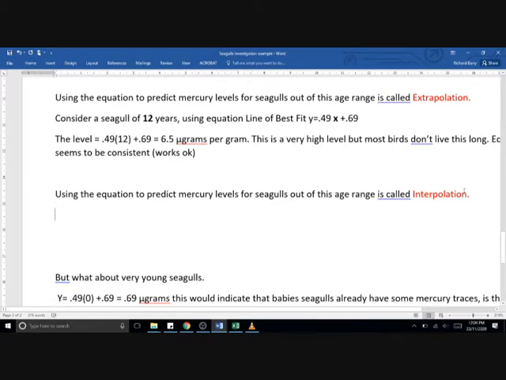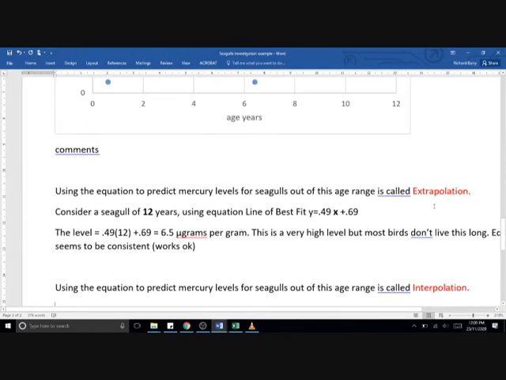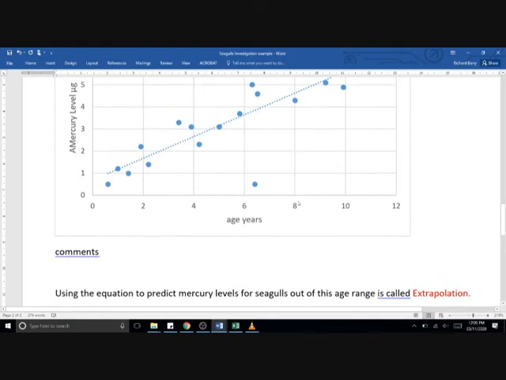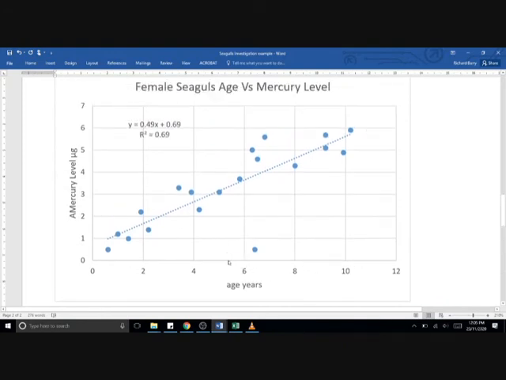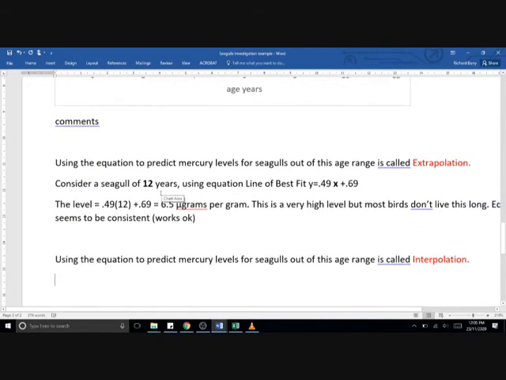So, interpolation, another math skill. It's as simple as, hey, I'm missing one of the numbers in here. What would happen if it was exactly 5? Now, I don't know where 5 is on my line, but I'm going to use a 5 inside the equation. So, consider a seagull aged exactly 5 years old.